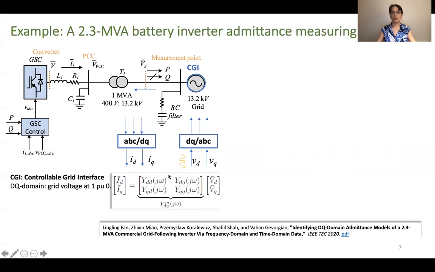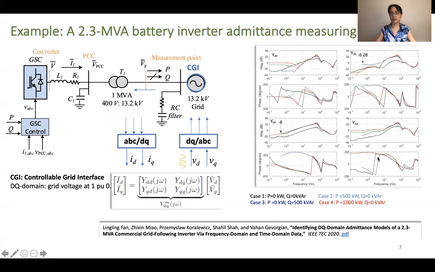So how did we get this? We first give VD a perturbation, and then we record ID and IQ. Then we do FFT analysis for this steady state sinusoidal disturbance. So we got the first column at this frequency by taking the ratio. Next, we put in VQ and got the second column. In the end, we got something like this right part for different operating conditions, that is, different real power and reactive power conditions.